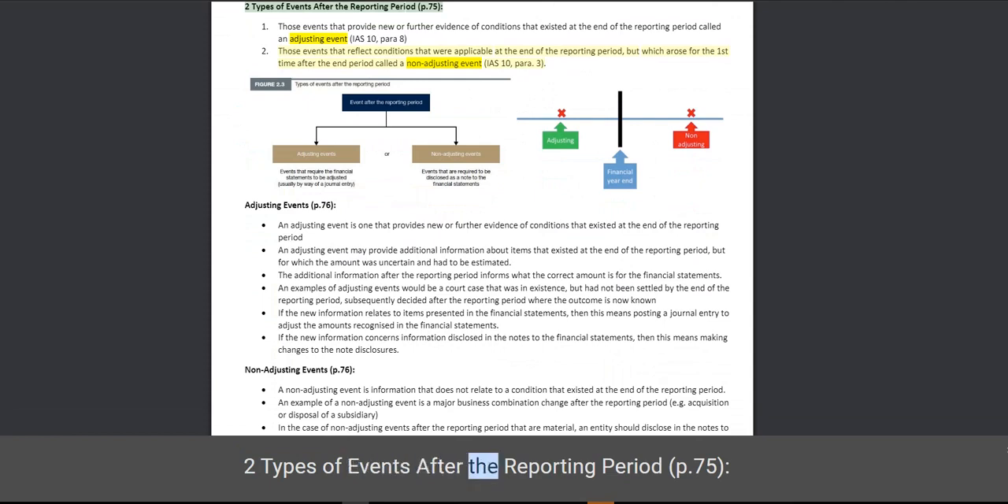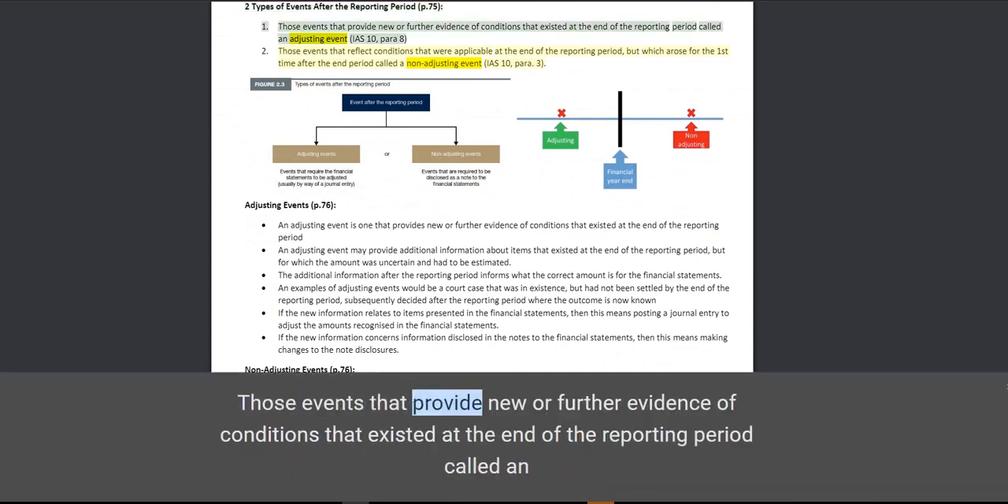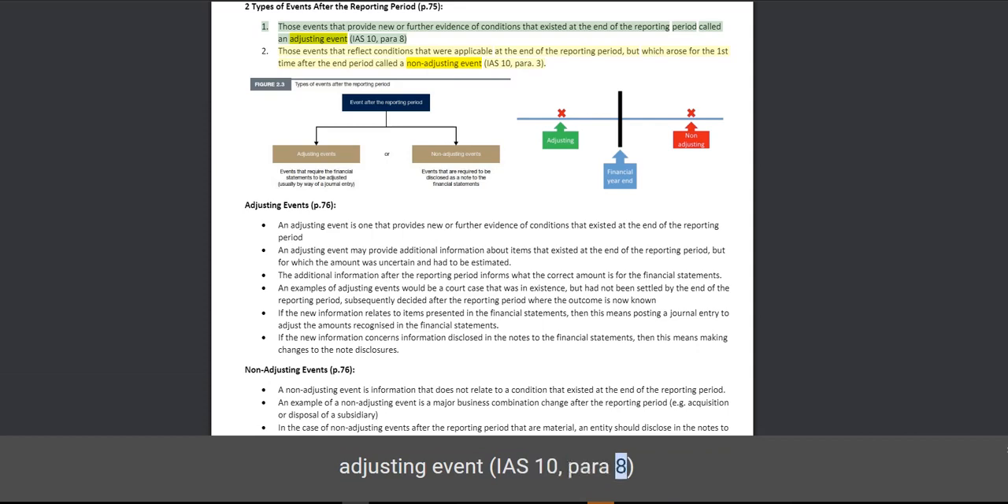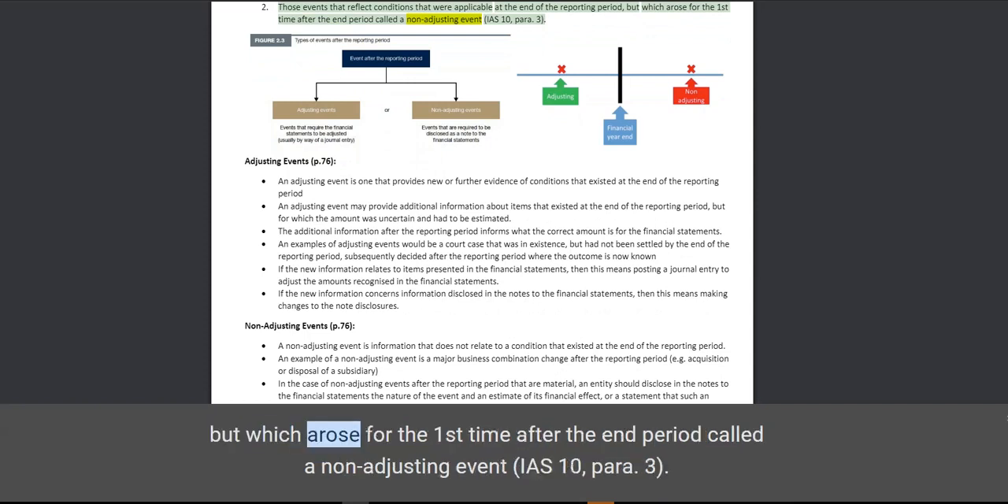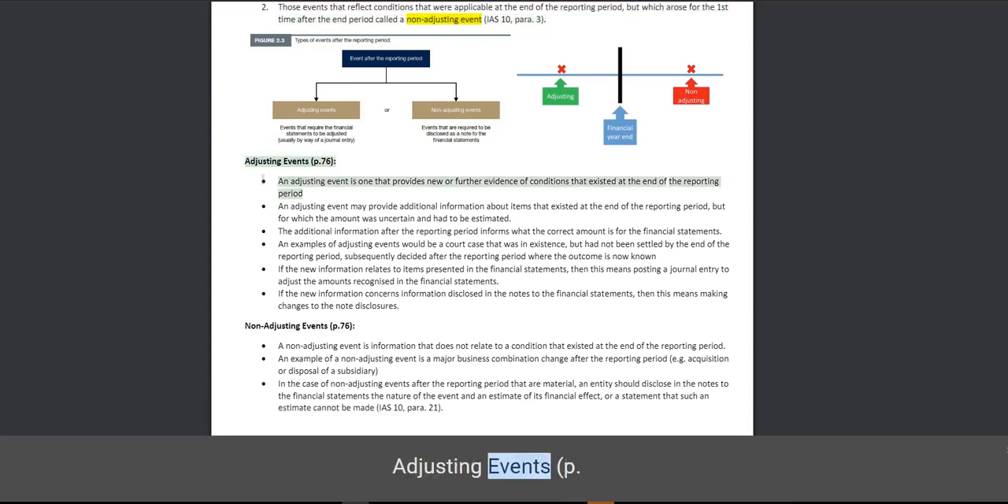Two types of events after the reporting period. 1. Those events that provide new or further evidence of conditions that existed at the end of the reporting period, called adjusting events. IAS 10, para. 3. 2. Those events that reflect conditions that arose for the first time after the end of the reporting period, called non-adjusting events. IAS 10, para. 3. Adjusting events.